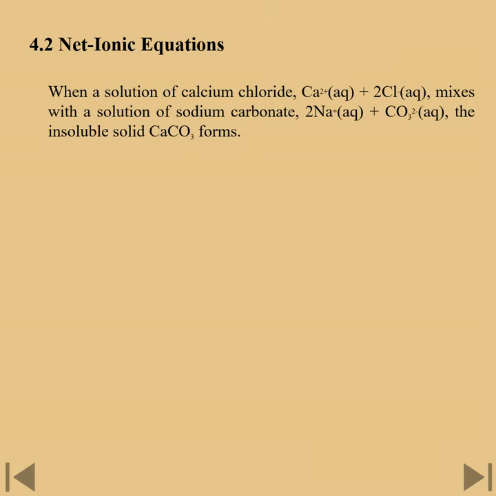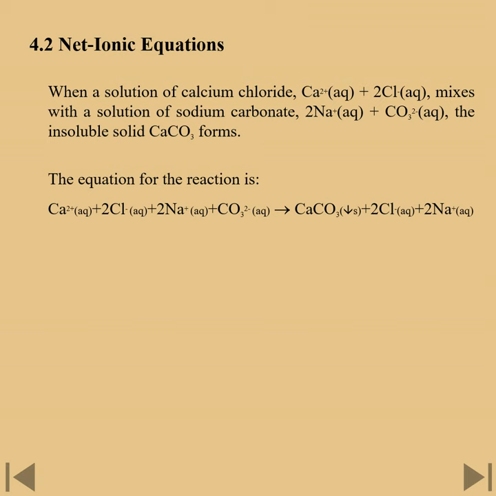Okay, next we have net ionic equations, and net talks about a net change. As an example, when solutions of calcium chloride and sodium carbonate are mixed, we form this insoluble calcium carbonate precipitate. We might write the reaction out where we would show all of those ions on the left, and then the calcium carbonate and the leftover sodium and chloride ions on the right. Now, as a net ionic equation, we're only going to show what changes.